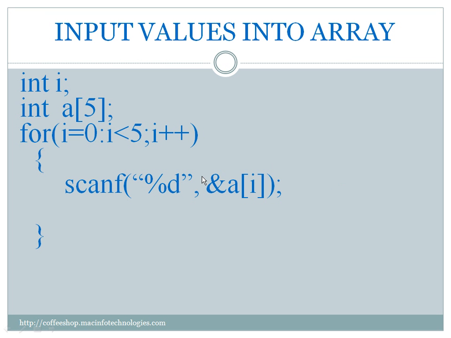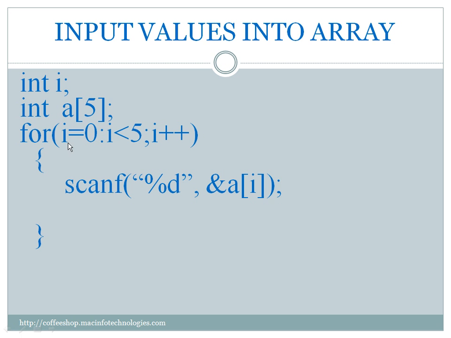We'll see the first example of how to input values into an array. We'll create a variable int i, which is used as a loop variable. We use int a of 5, so we are allocating 5 memory locations, all of type int. You cannot save a float and an int in the same array.